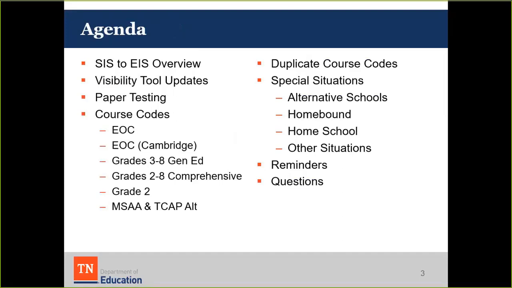The things that we're going to be going over in this next hour include the short overview of SIS to EIS. We're going to talk about some visibility tool updates and working with the visibility tool. We're going to talk about paper testing and then specifically about course codes, EOC, the Cambridge codes, grades 3 through 8 general ed, grades 2 through 8 comprehensive codes, grade 2 codes, MSAA and TCAP alternate codes. We'll also talk a little bit about duplicate course codes and about special situations such as alternative schools, homebound, homeschools, and even some other situations.